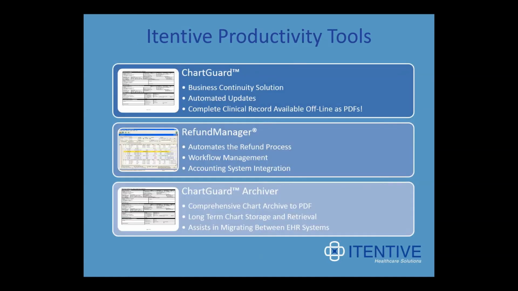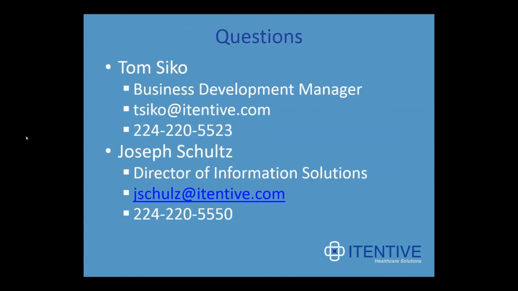This is a list of our productivity tools. We just talked about RefundManager. We have a product called ChartGuard that is our business continuity solution. And then we have another version of that called ChartGuard Archiver, mainly used with practices where they're bringing in a doctor from the outside that wants to load their information into NextGen, or you may have a doctor that's leaving the practice and wants to be able to take that information with them as well. We have 95 clients that are using one or more of our products.